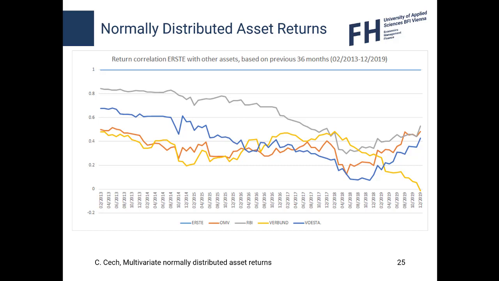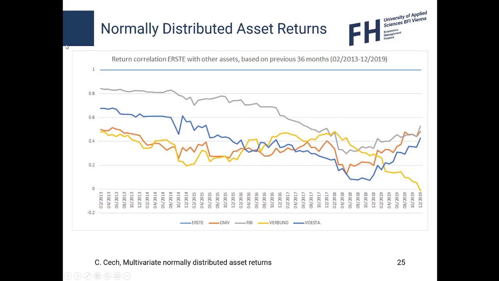Again, I investigated a bit on the time series of the 5 stocks from the Vienna Stock Exchange, and what I displayed here was the estimated correlation, again based on a rolling window of 36 months, between Erste Group and the other stocks. And what we can observe is that seemingly in the recent time there was a lower correlation than we would have estimated some 7 years ago.